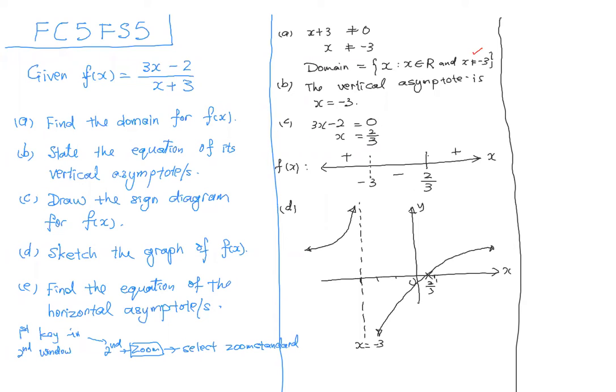If you go to window, you set your X minimum. In this case, what is the X minimum you are going to set? Because the vertical asymptote is -3, I set maybe -10. My X maximum, I set as 5. Then only I go to the third step, go to zoom. I do a zoom fit.